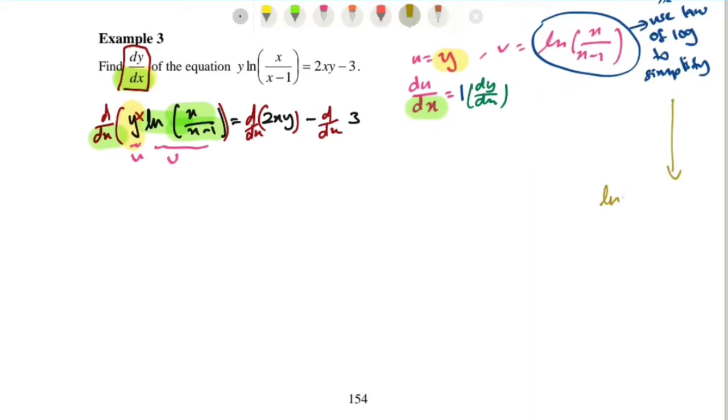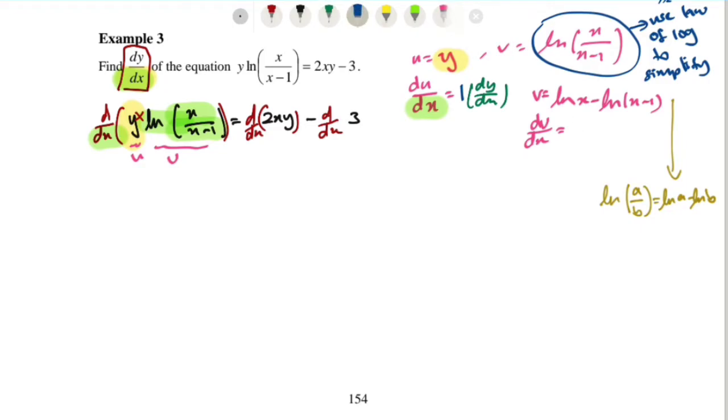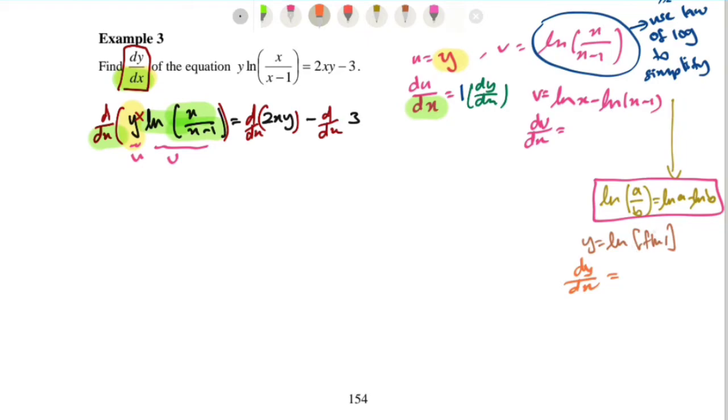Do you remember this law of logarithm, which has the form of natural log of a over b is equal to natural log of a minus natural log of b? Apply that law here. Next, after you applied the law, differentiate it as usual. Differentiating natural logarithm needs this formula. Do you remember your formula? To differentiate natural logarithm, the formula is just 1 over the function f(x) and then multiply with the derivative of that function f. And for v, we have 2 natural log functions. So differentiate them one by one.